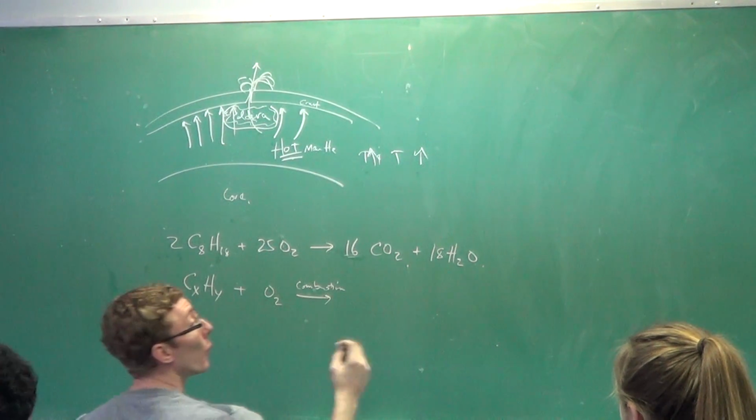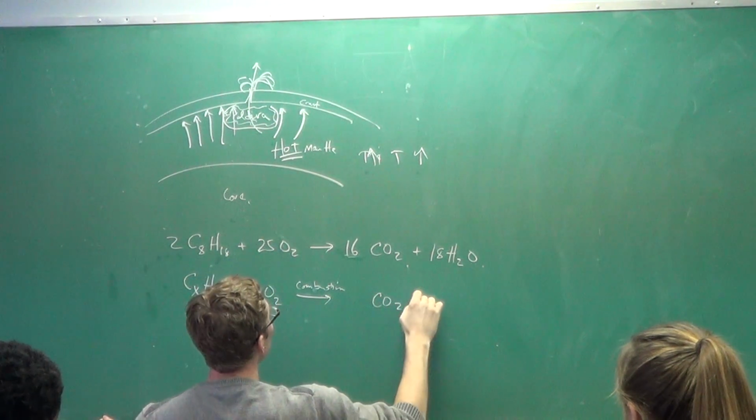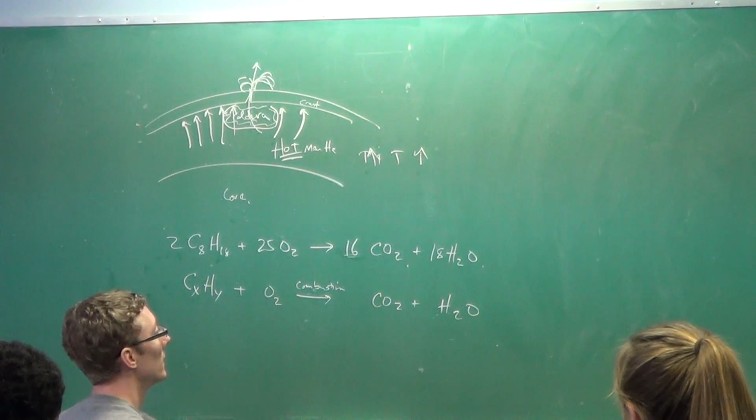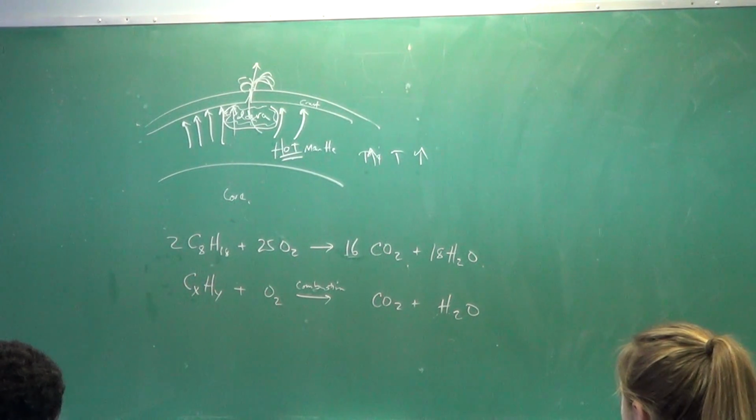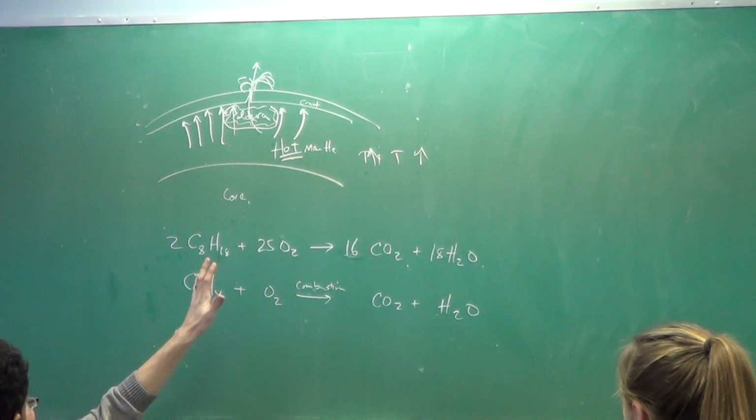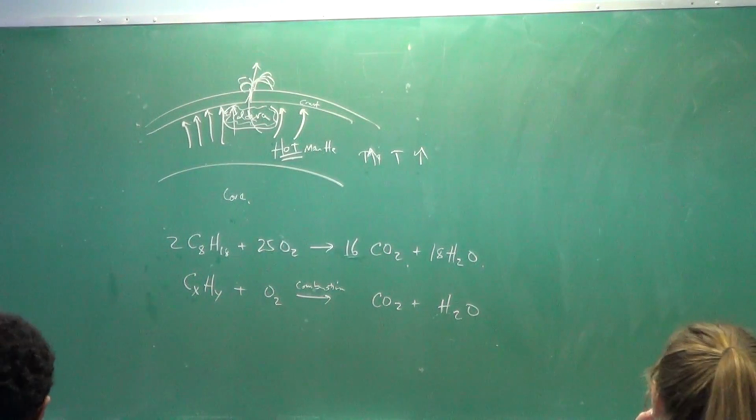And when things burn, what do you produce? Carbon dioxide and water. Yeah. Think about this. Where do you get the water from? You've got a flaming planet. Oh, that makes sense now. Right? Now it makes sense, right?